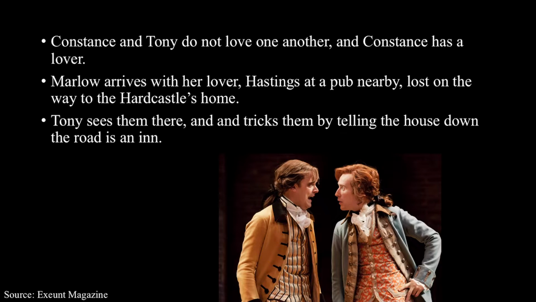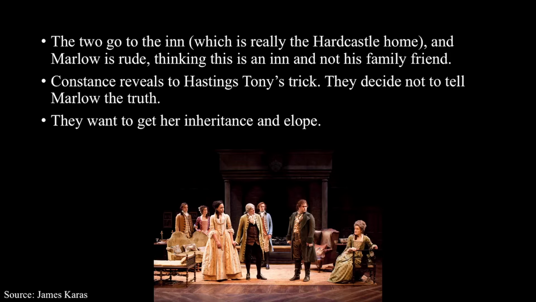Marlowe also arrives with her lover, Hastings, at a pub nearby, lost on the way to the Hardcastle's home. Tony sees them there and tricks them by telling them the house down the road is an inn. The two go to the inn, which is really the Hardcastle home, and Marlowe is rude, thinking that this is an inn and not his family friend. Constance then reveals to Hastings that Tony has tricked them, and they decide not to tell Marlowe the truth. They also want to get her inheritance and elope.